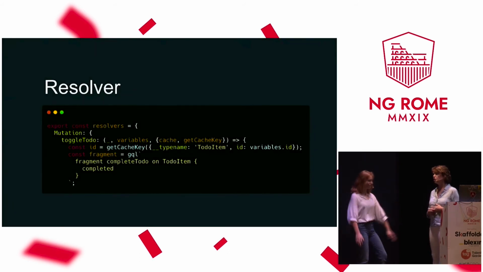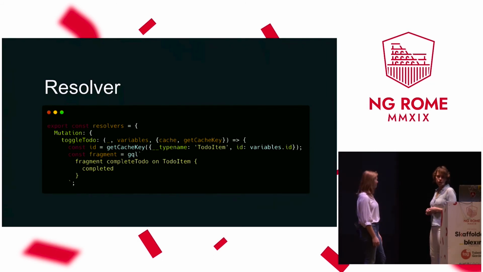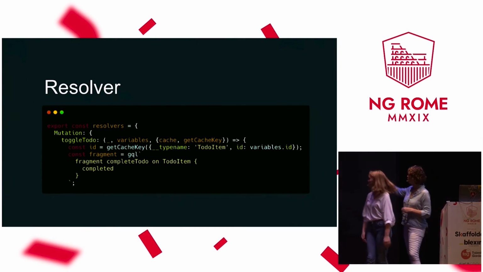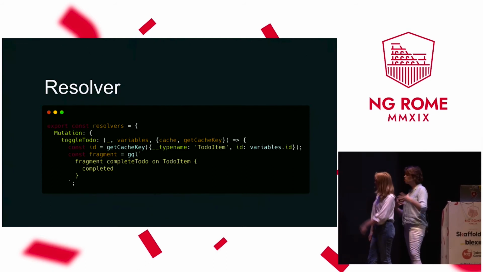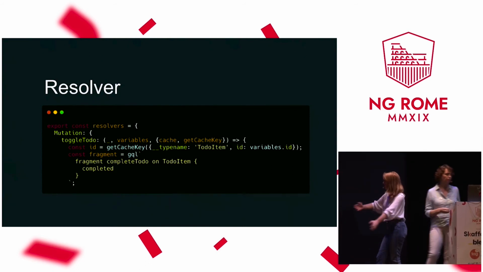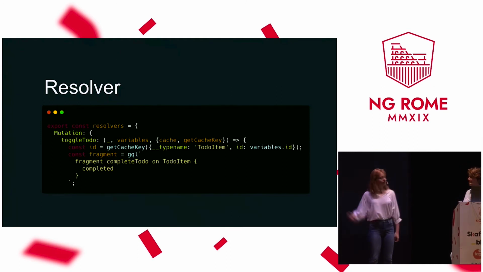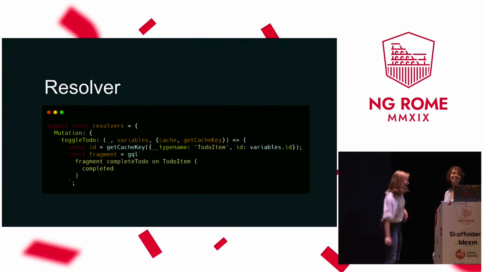Here's a more specific example. This resolver uses getCacheKey to toggle a to-do item to show as completed. I'm just going to leave it there for a minute and let them absorb it. Isn't it great? It's beautiful. If you got to mutate your data with more complexity, resolver. Resolver. Simplice. Yes! First try. We got a nod from our Italian.